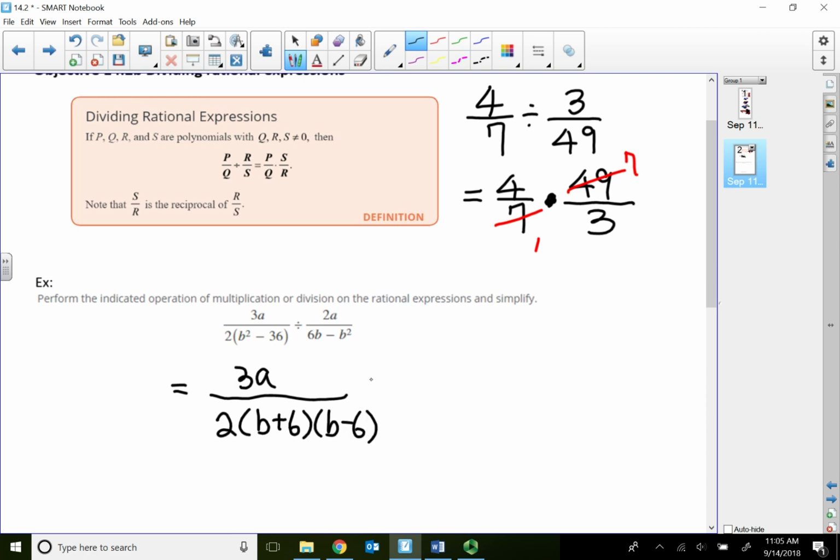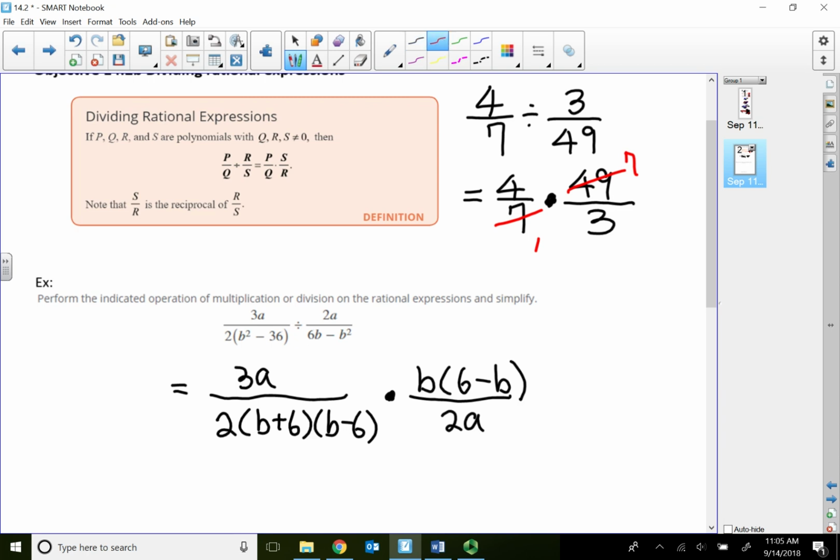All right, division of a fraction means times the reciprocal. That means this 2a on the numerator will now come to the denominator. The 6b minus b squared will go to the top. Now I'm going to write it on the top and factor at the same time. I think I can factor out a b. Once I factor out a b, that will be 6 minus b. All right, so let's reduce.